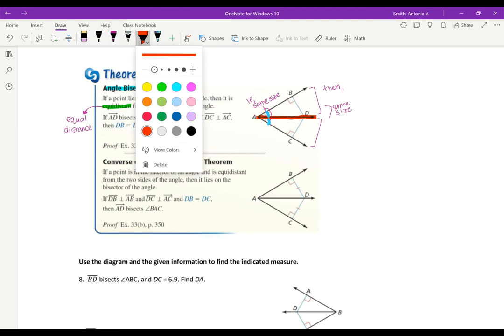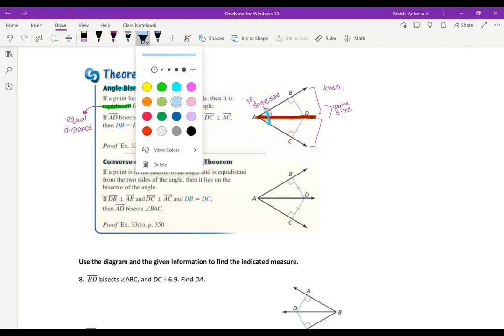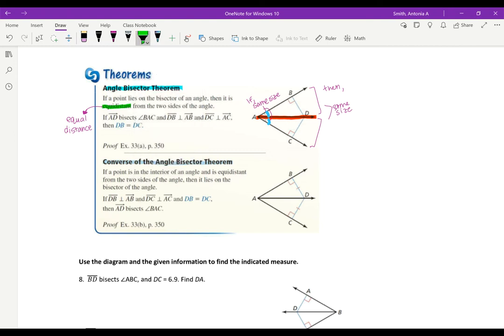Now let's talk about the converse. You've seen a converse before. You saw it in our last set of notes. Okay, so the converse of the angle bisector theorem is pretty much going backwards. It says if a point is in the interior of an angle and is equidistant from the two sides of the angle, then it lies on the bisector of the angle. So here's that word equidistant again. We know what it means now.